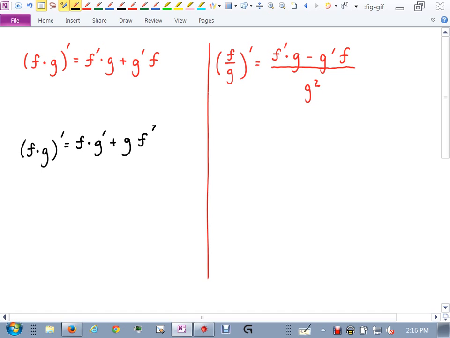Are the answers different? No. They have fg prime. Here's fg prime, I have that also. They have gf prime, I have gf prime. I've just switched the order. It's plus, so it doesn't matter, right?